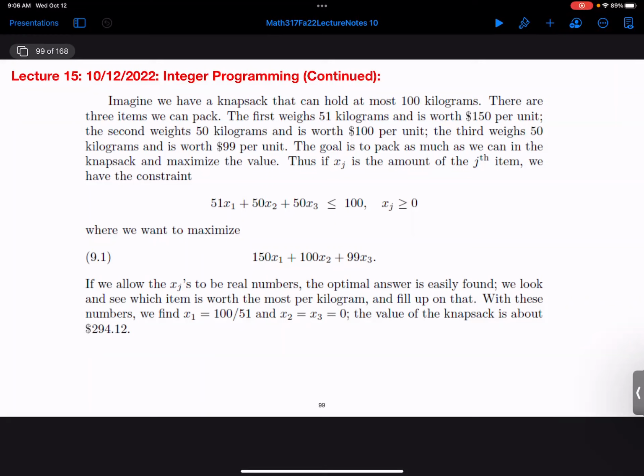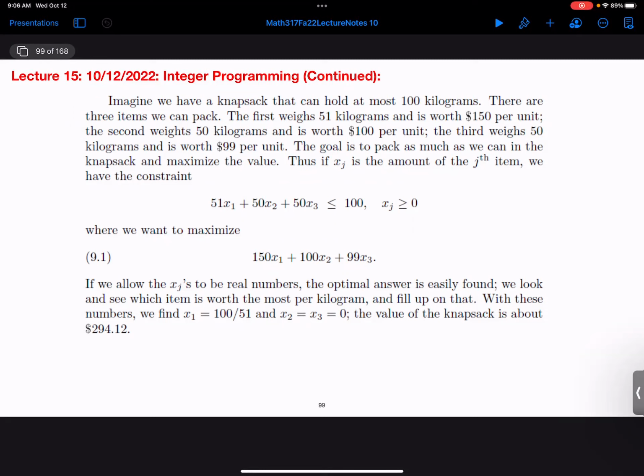All right, so if we want to try to get the maximum real solution, it's very easy. All we do is we look to see which product gives us the greatest value per unit of weight. And then just take all of that, go all in. So when you look at these numbers, well, the first product is worth $150 per unit, and it weighs 51 units. So it's approximately $3 per unit. The next is $2 per unit, and the third is just a little bit less than $2 per unit. So clearly just take as much of unit one as you can.